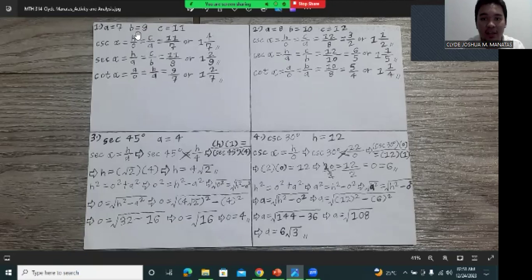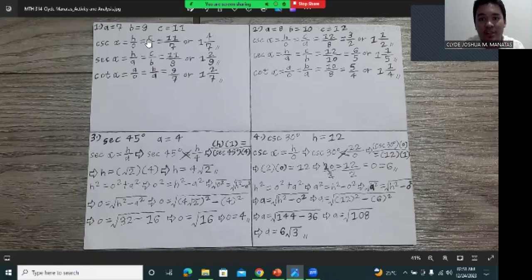Secant alpha is equal to hypotenuse over adjacent, which is C over B, equal to 12 over 10. We can simplify it and it will become 6 over 5 or 1 1/5. And lastly, cotangent alpha.